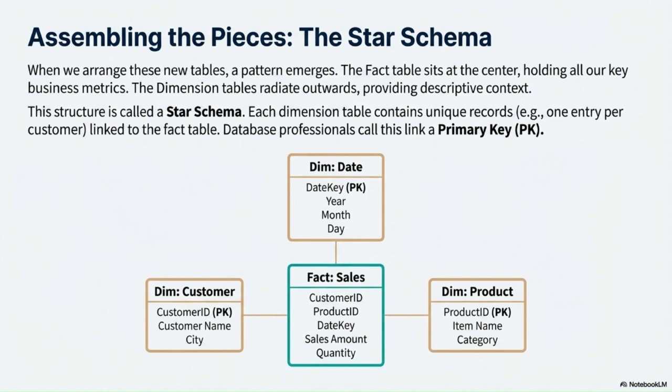When we arrange these tables correctly, a pattern emerges. The fact table sits at the center, and dimension tables radiate outward, connected by keys. This structure is called the star schema, and it's the gold standard for analytical data models. It's simple, logical, and extremely powerful.